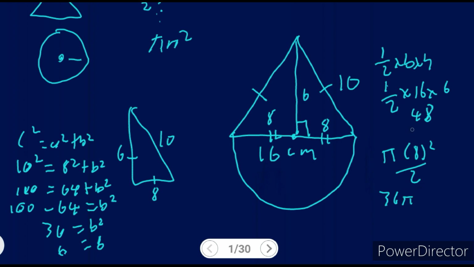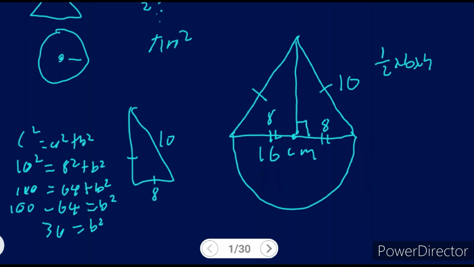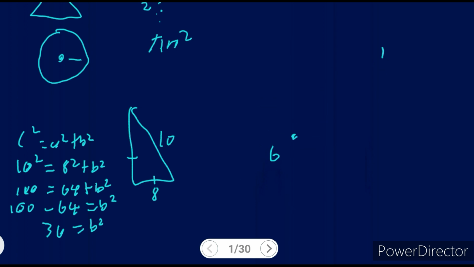So we're going to add these two. We have to add the area of this and the area of this because we've got a combination of two shapes. So it's going to be 48 plus 36 pi. When you type that in the calculator, you will have your exact answer. Alright, let me just erase this stuff and let's go to another one.